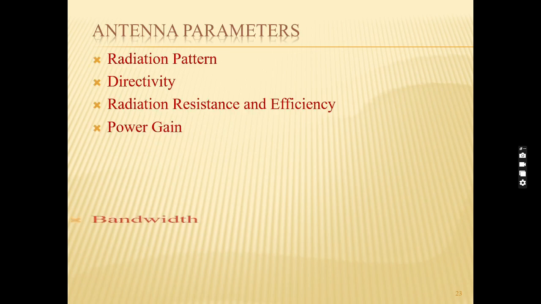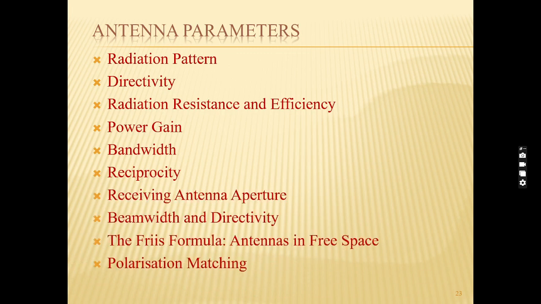Now let us focus on the other important fundamental parameters of the antenna, that is radiation pattern, directivity, radiation resistance and efficiency, power gain, bandwidth, reciprocity, receiving antenna aperture, beam width and directivity, the Friis formula, that is antennas in free space, and the polarization matching. So let us move towards the radiation pattern.